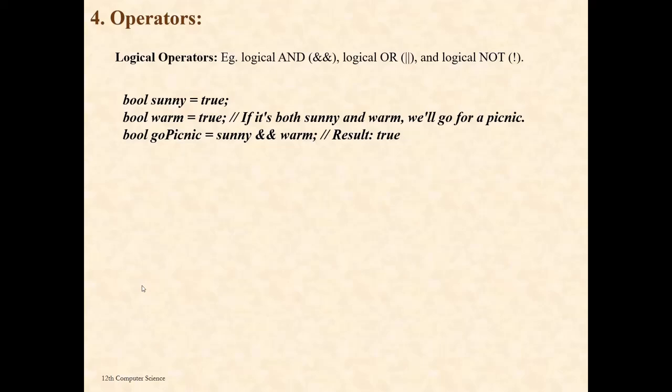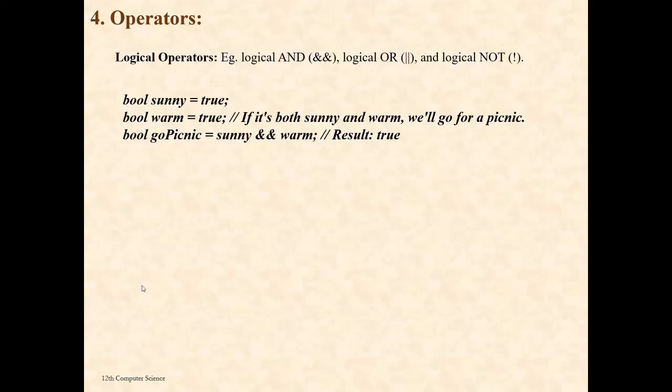So what have we done in the first statement? We have declared one variable. What is the name of the variable? Sunny, and its type is boolean. It has been assigned the value true, that is 1. Similarly, one more variable is declared, warm, and it is assigned the value true. It is also of which type? Bool type, meaning boolean.